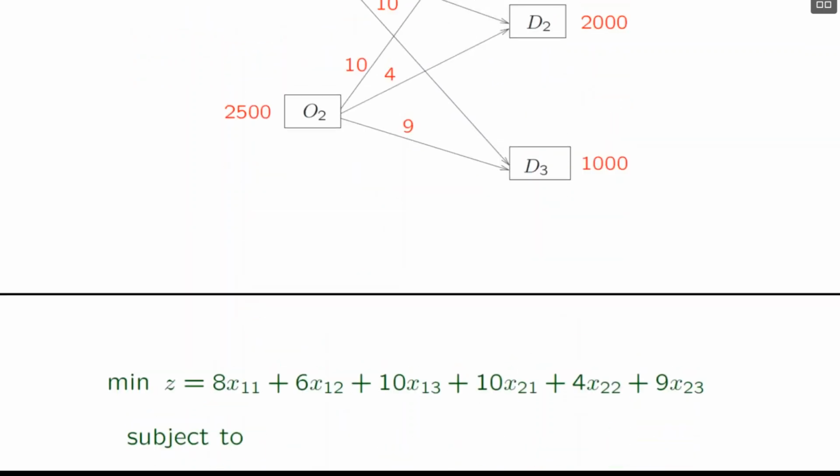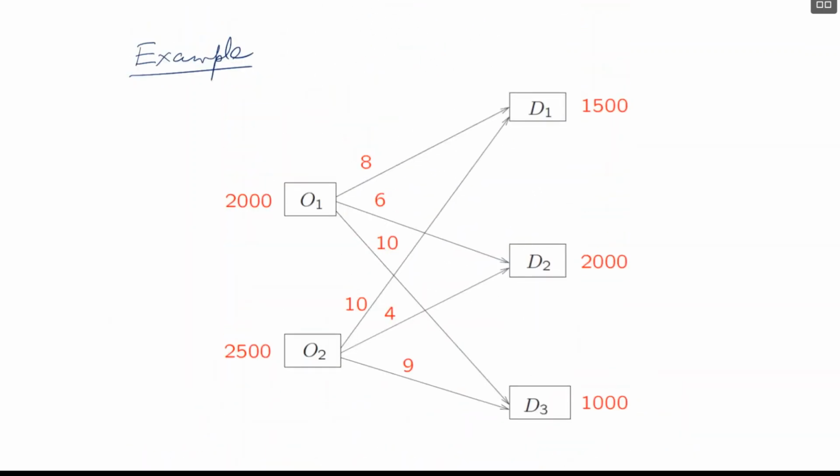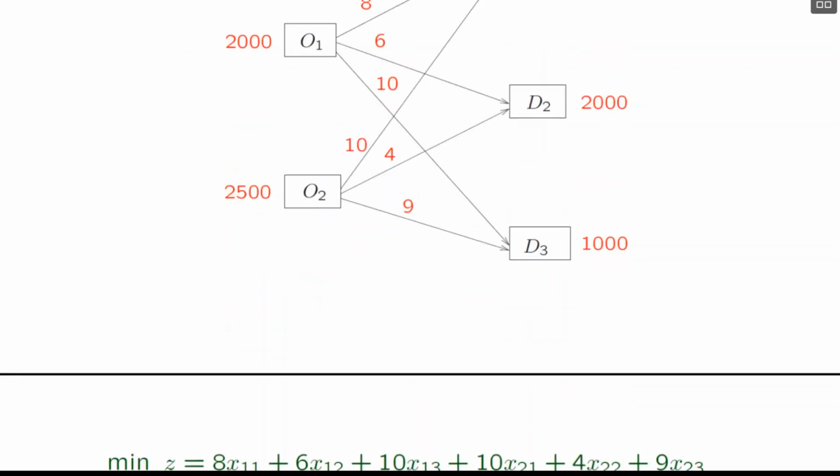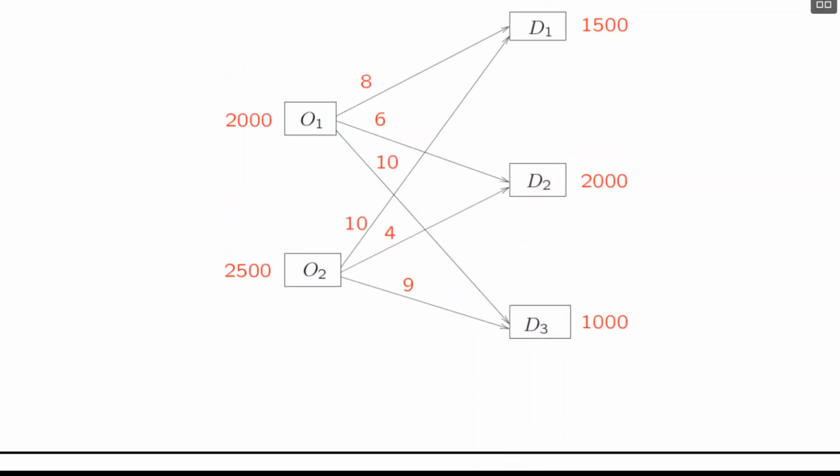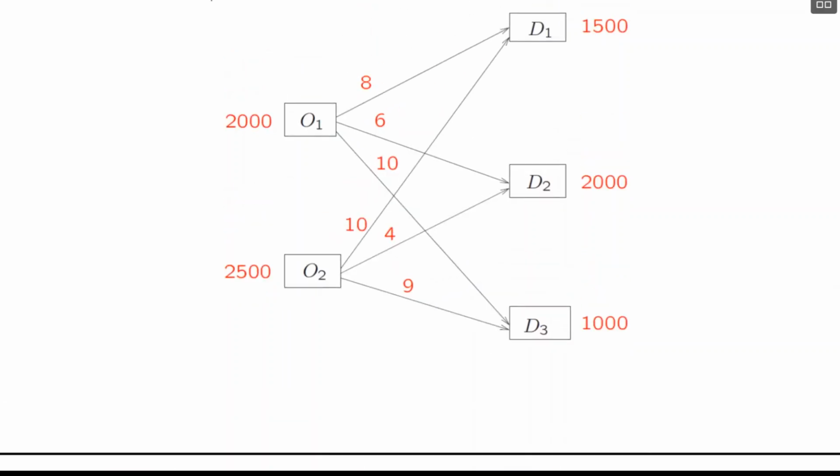So if we formulate this problem in terms of a linear programming problem, we can see that it can be written as: from O1 to D1, suppose X11 units of item is transported, from O1 to D2 X12, from O2 to D1 X21, from O2 to D2 X22, and O2 to D3 X23 units of item are transported.